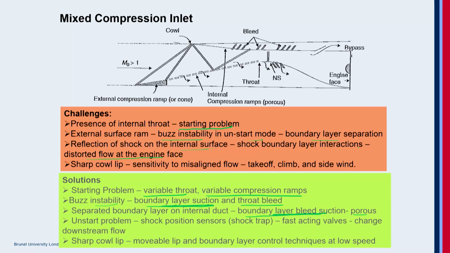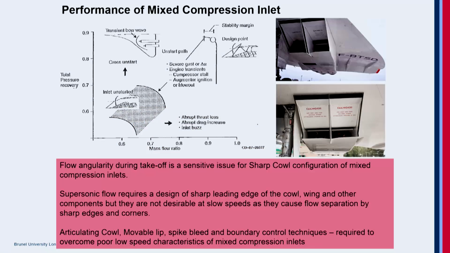Unstart problems could be handled by having normal shock traps. These are shock traps, which are basically two fast acting valves detecting the pressures before and after all the time. If there is a high back pressure, if it thinks that the shock is going to move, immediately one of the valves opens and reduces the back pressure to keep the shock in that position. Sharp cowl lip, sensitivity to misaligned flow: movable lip and boundary layer control techniques. These are the strategies which can be used to deal with this, which is basically cowl lip articulation.